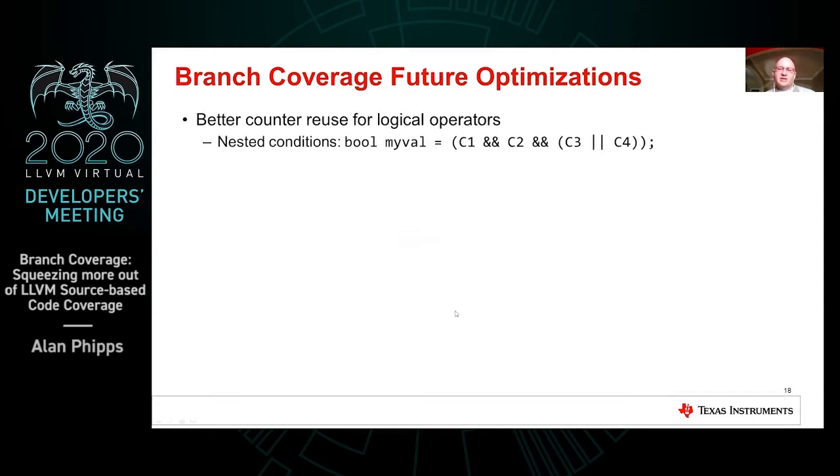There are some optimizations I'd like to go back and do in the future. Since I'm instrumenting additional counters for logical operators, I know that I can make better reuse of counters and eliminate redundant counters, especially in the case where I've got nested conditions like this example here. And so are we really making optimal use of the counters that are being added here? So I'd like to go back and clean that up.